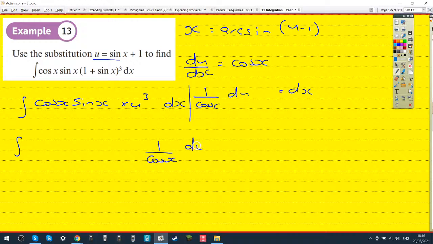We expand the brackets. Okay, what do you get? Will we get u cubed cos x sine x over cos x? We will, yep. And will that then simplify down to sine x u cubed? Yep. Go on. And I think that's to integrate that.